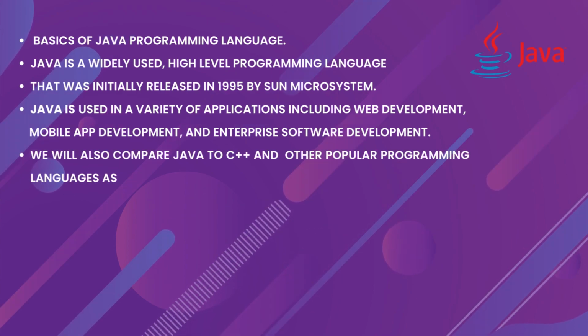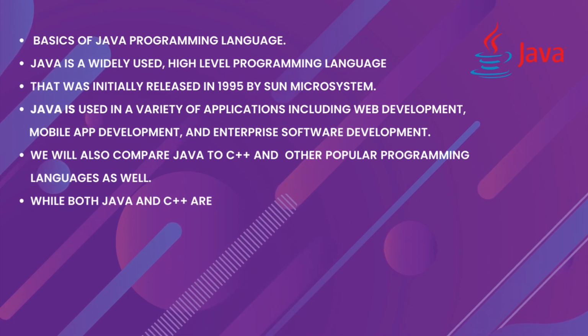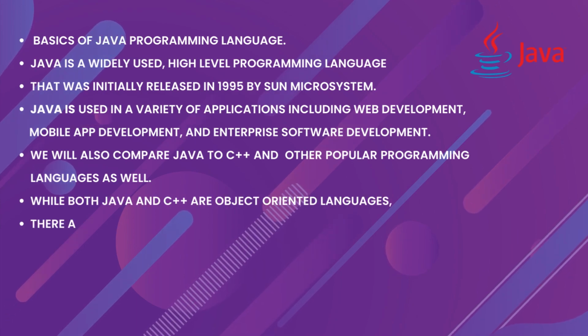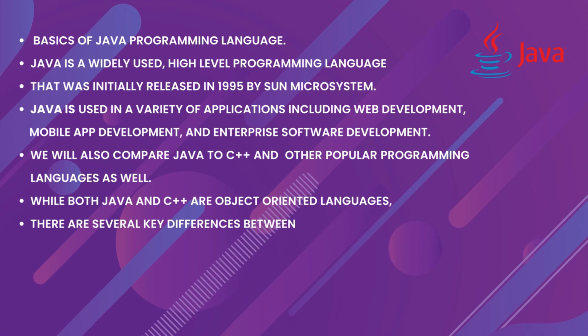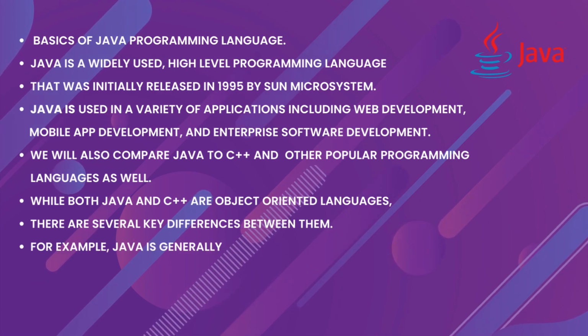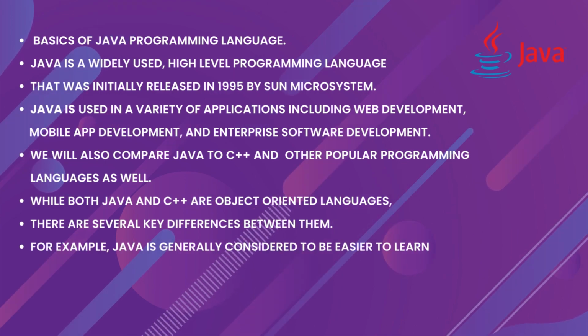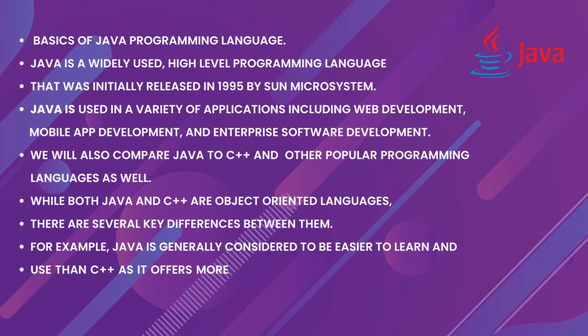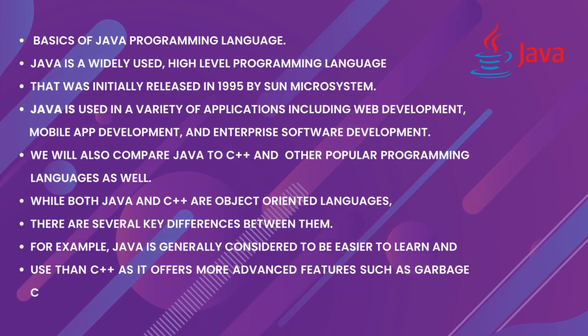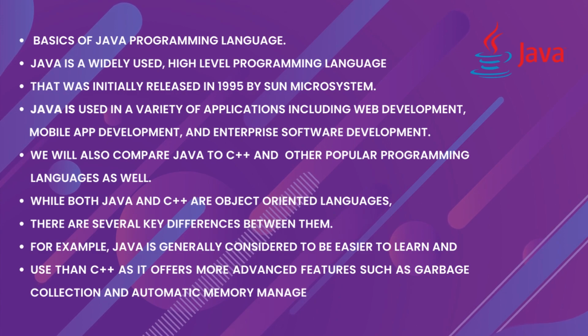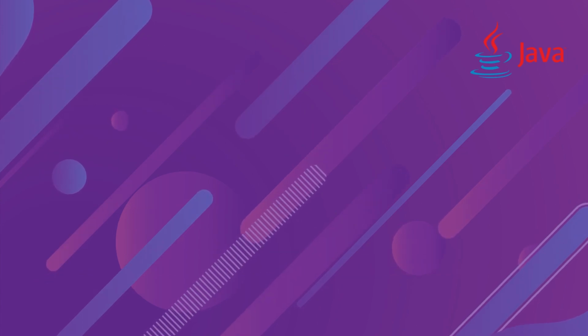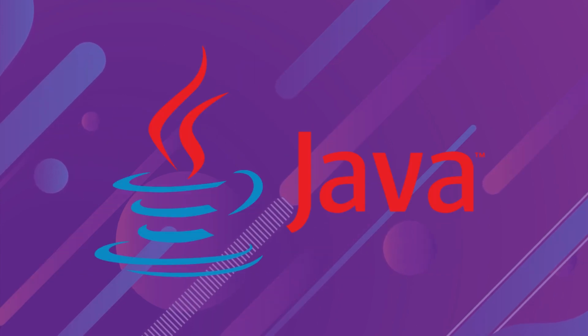In this lesson, we will also compare Java to C and other popular programming languages as well. While both Java and C are object-oriented languages, there are several key differences between them. For example, Java is generally considered to be easier to learn and use than C as it offers more advanced features such as garbage collection and automatic memory management.